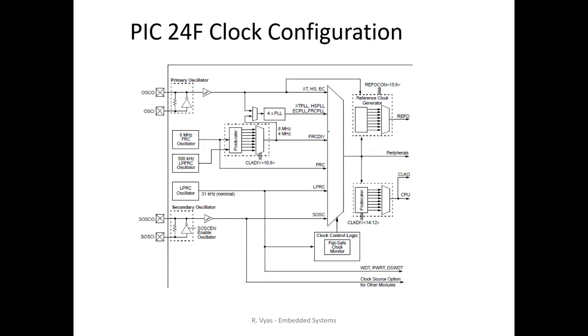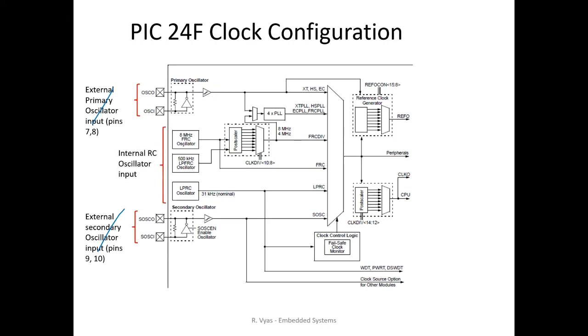Okay. So how do you configure clocks and what does it look like internally? As I mentioned, you have the option of applying external primary or secondary clocks on the external I/O pins that I showed you, I think pins 10, 9, 8, and 7. That's one of the ways you can bring in external clock signals, but we're not using that in any of our projects. We're going to be using the internal RC oscillator.